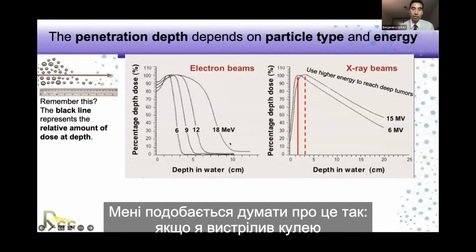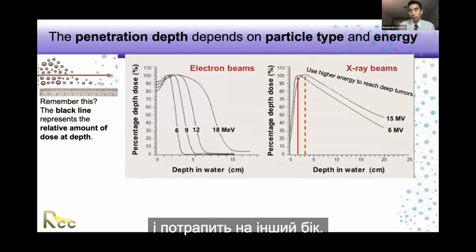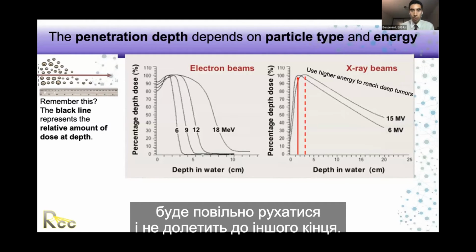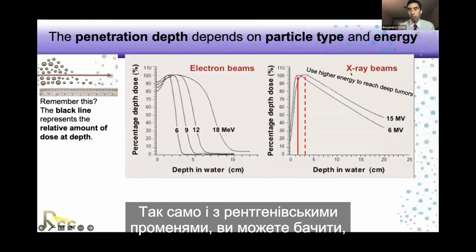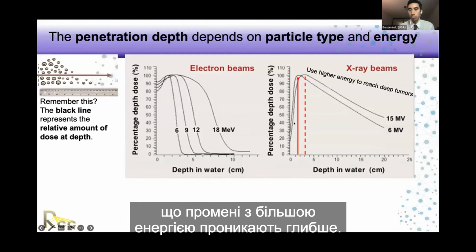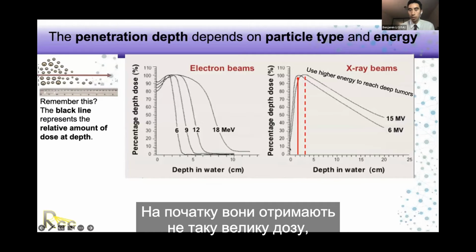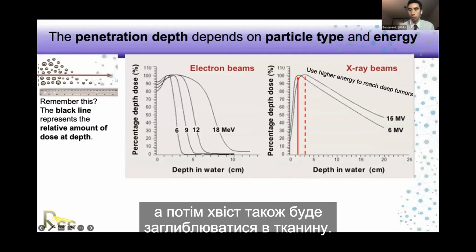The way I like to think about it is if I shot a bullet, very high energy, it's going to speed through and get to the other side. But if I do a slow ball, it's more likely to go slowly and not make it through to the other end. Same with X-ray beams. You can see that higher energy beams will penetrate deeper. They won't have as much dose in the beginning. They'll reach their peak dose a little bit deeper into the tissue, and then the tail will also go deeper into the tissue.